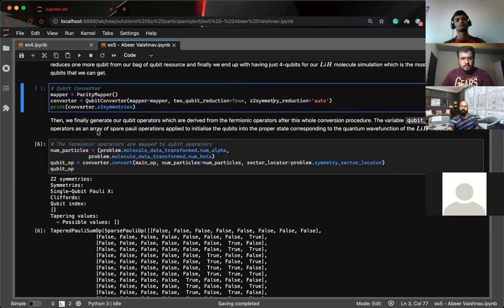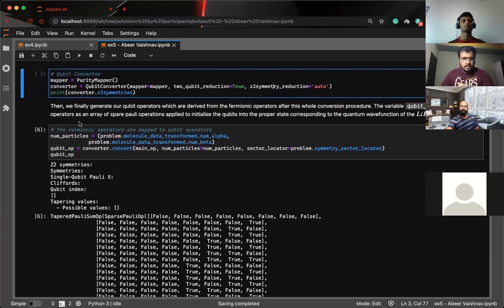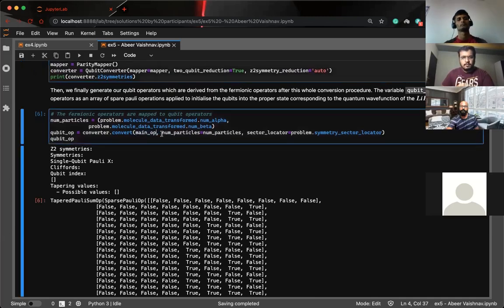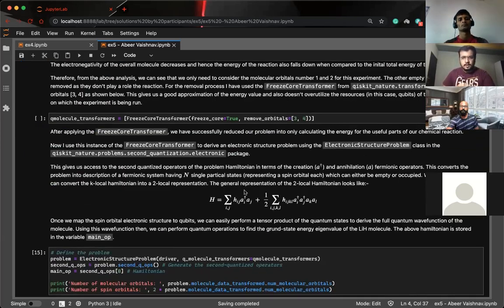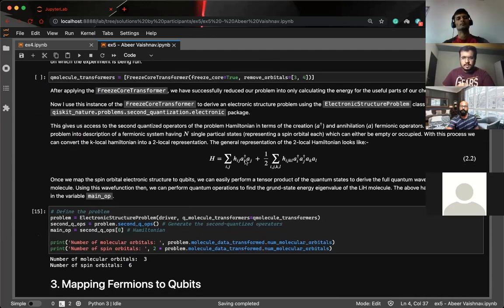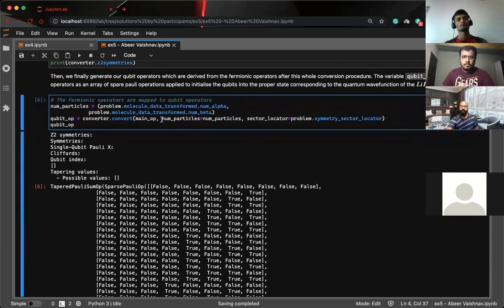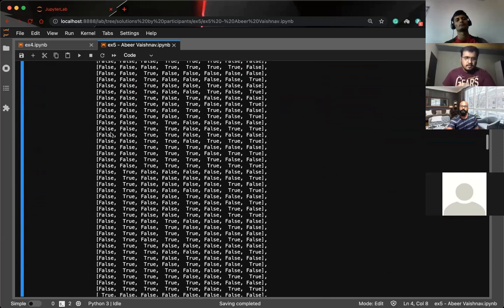And yeah, so it looks something like this, and we define a converter here, the qubit converter. This maps the fermionic operators onto the qubits. We convert the Hamiltonian from the fermionic operators, that is this a and a dagger representation, which is the annihilation and creation operators, to essentially the qubit operators, and we get the qubit op, that is the Hamiltonian in terms of the qubit operators.